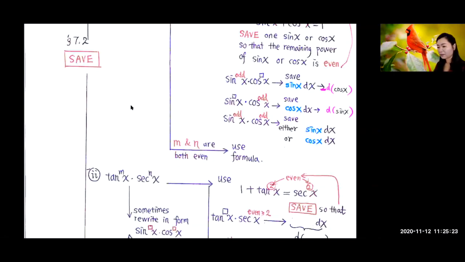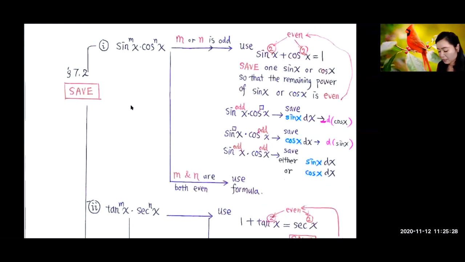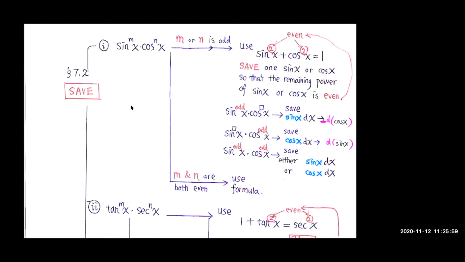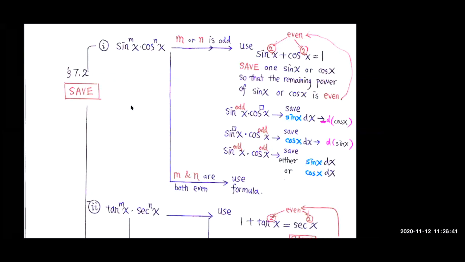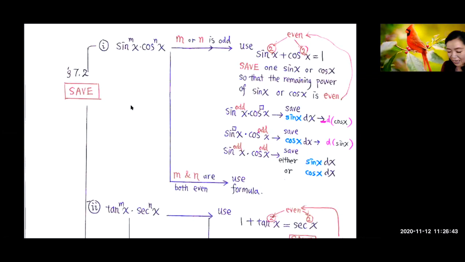All right, so now what happens when the exponents on both of them are even? Do you guys remember the strategy? What happens when both exponents are even? Eric is saying that you use the half angle formula. Yes, we use the half angle formula.